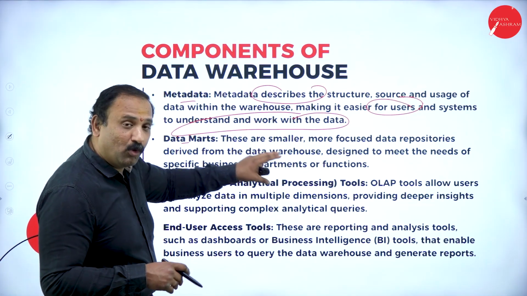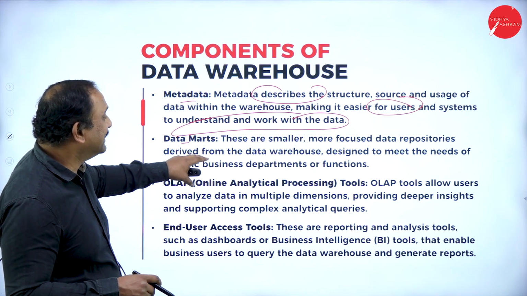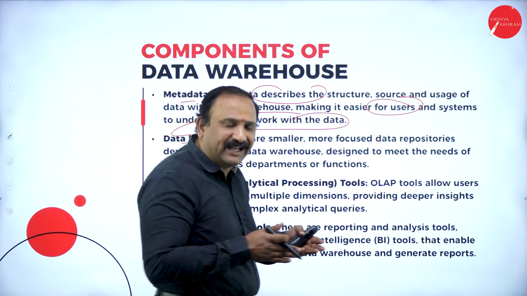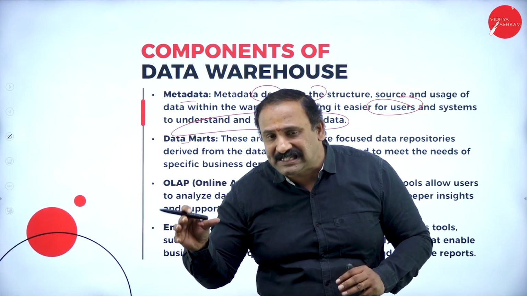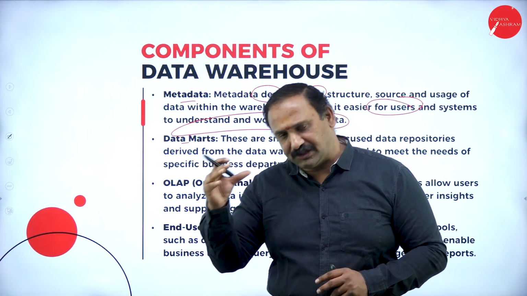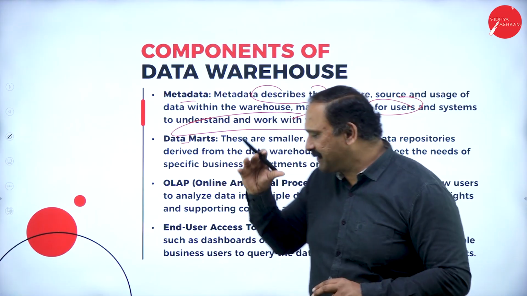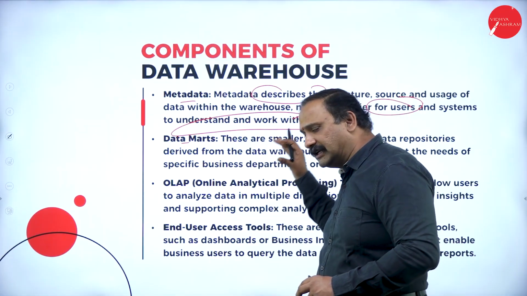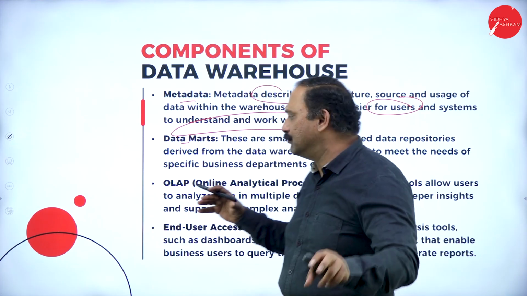Next comes the data marts. They are smaller, more focused data repository derived from the data warehouse, designed to meet the needs of specific departments or function. So whenever we go into a retail mart or a shop, we will see different sections which has specific kind of products. So for example, let's say toothpaste, let's say soap, or let's say toiletries, or we're going to talk about FMCGs. There would be specific products available at specific corners. Similarly, for the departments, we also have data marts where we store that specific data and it moves further.